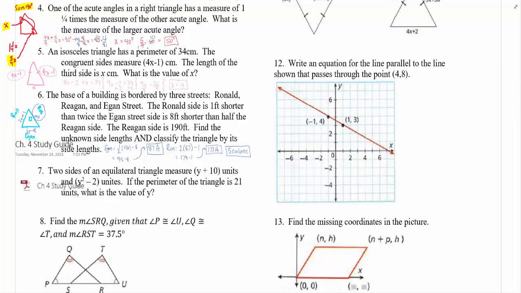I'll go orange this time. Okay. Two sides of an equilateral triangle are equal, so it's equilateral. All the sides are the same length. The two sides measure y plus 10 and y squared minus 2 units. The perimeter is 21. What's the value of y? Well, it's equilateral, so this perimeter doesn't really matter. We just know these sides are all equal. So I would just go y squared minus 2 equals y plus 10.